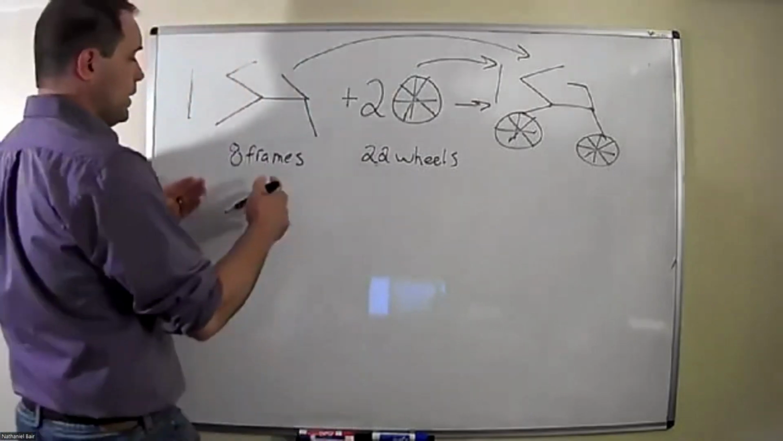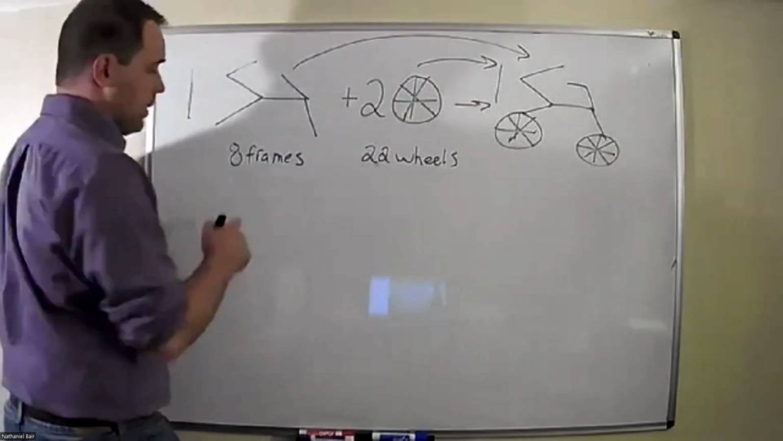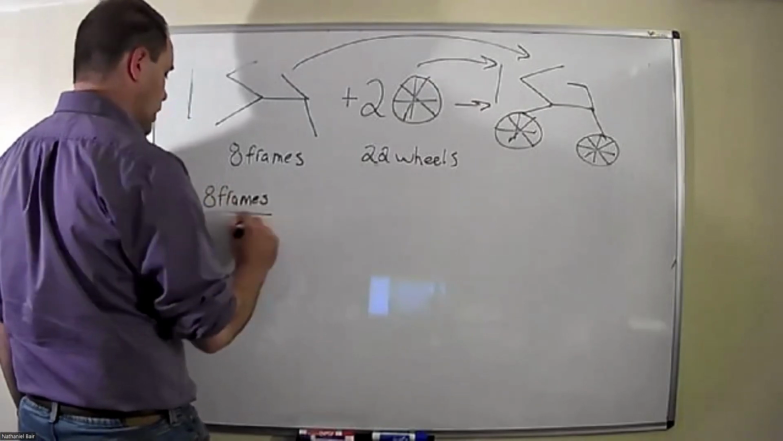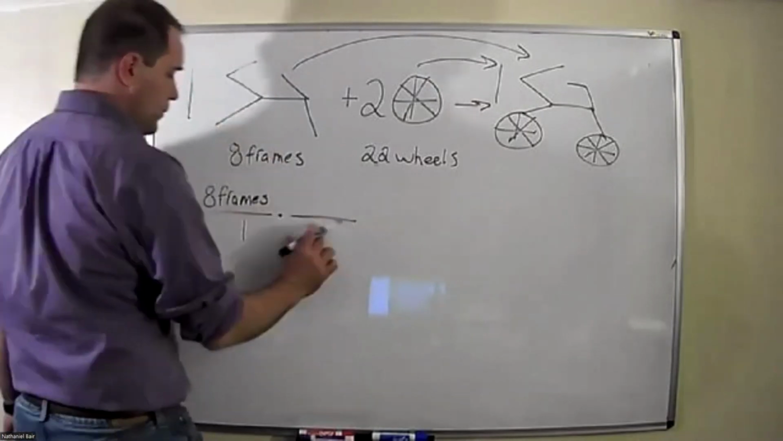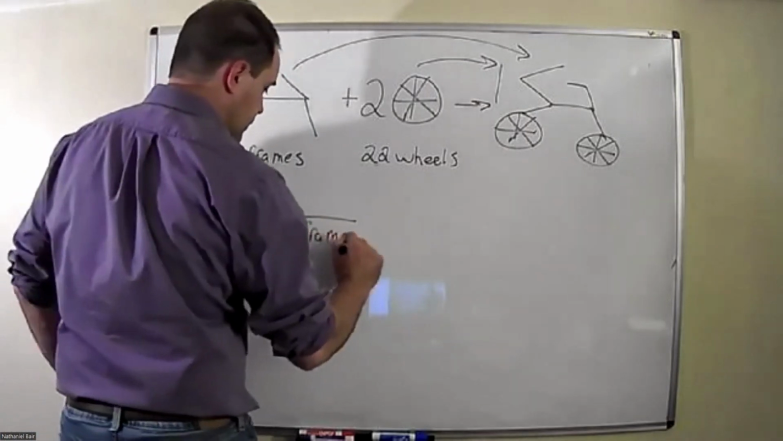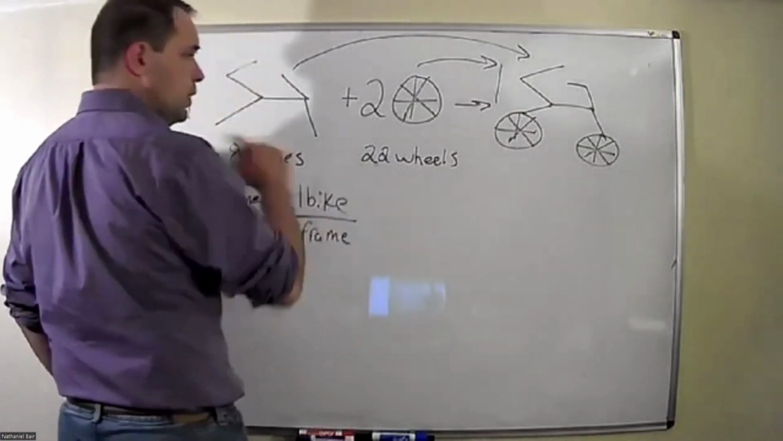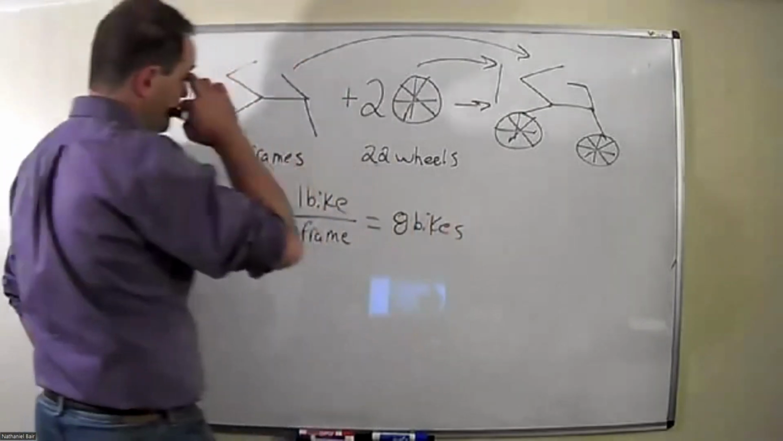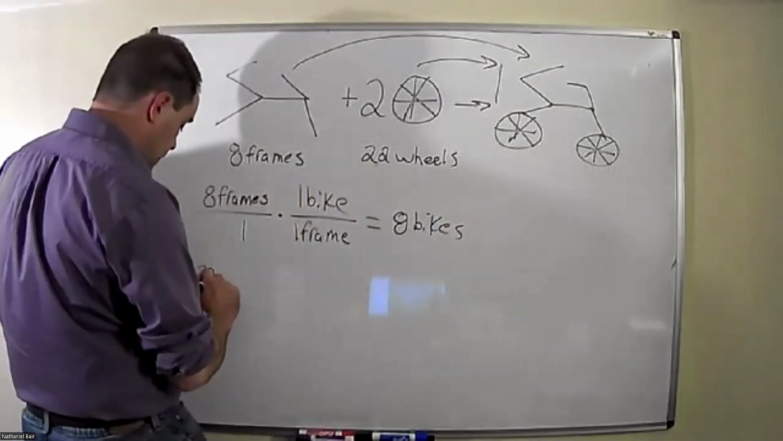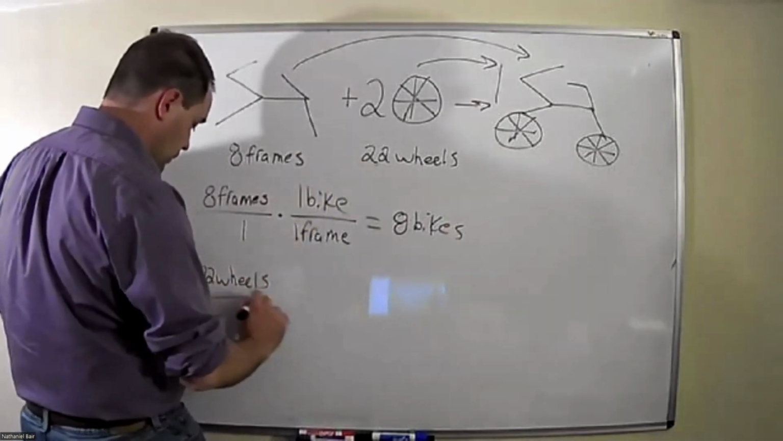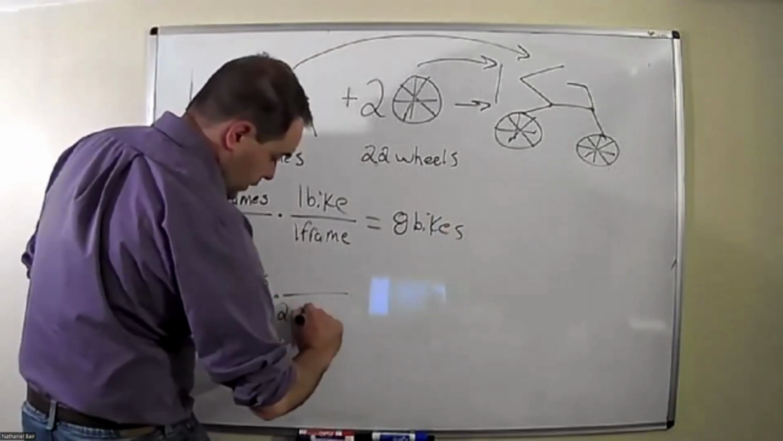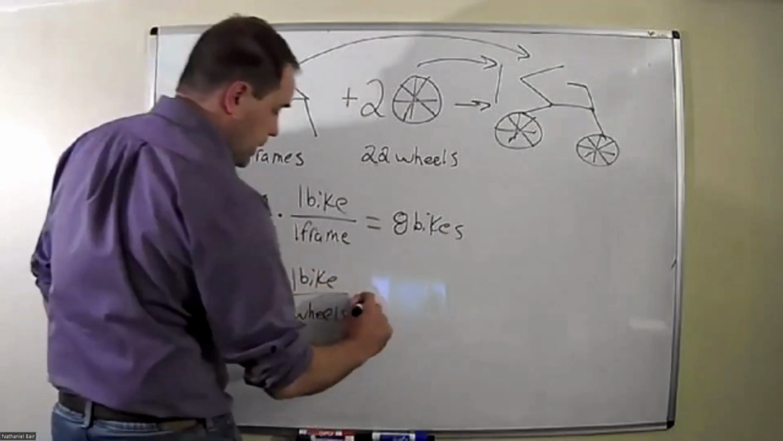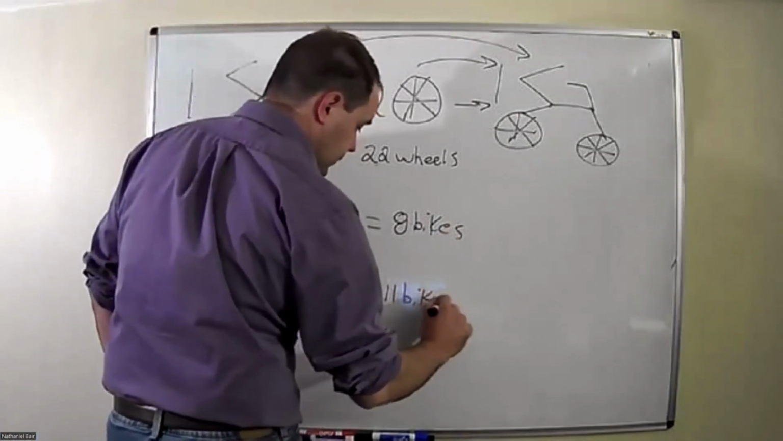So what you need to do, and again, we use dimensional analysis to do all of our math. We're going to take 8 frames. We're going to put that over 1. We're going to say 1 frame makes 1 bike. That's a 1-to-1 ratio. We could make 8 bikes with those 8 frames. And then we take the 22 wheels over 1. We need 2 wheels for every 1 bike. 22 wheels would let us make 11 bikes.